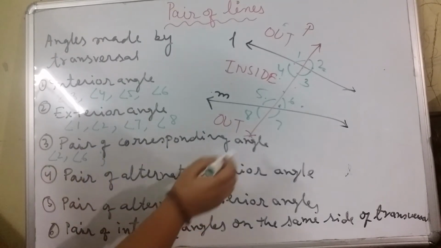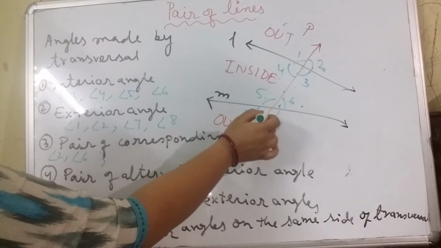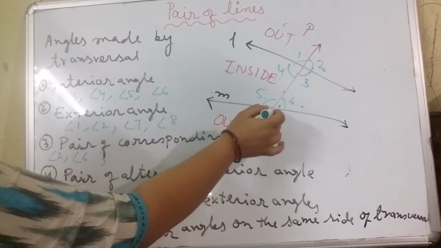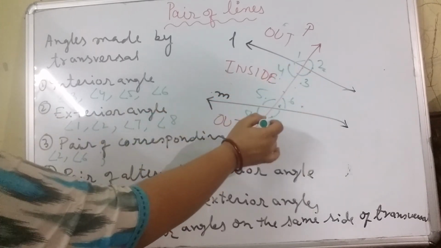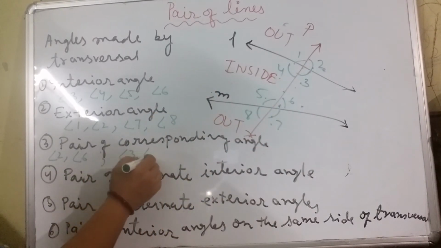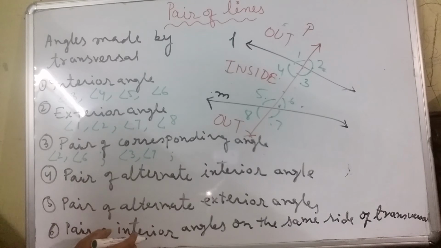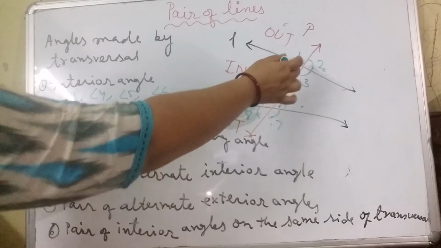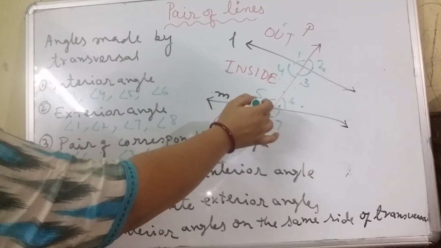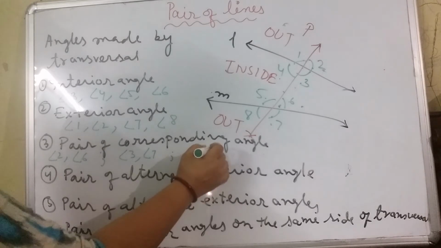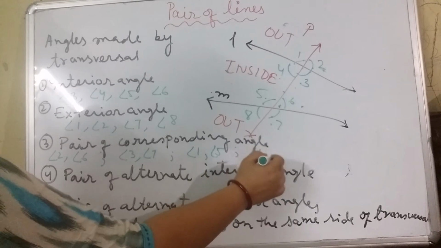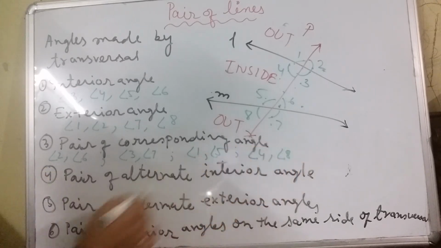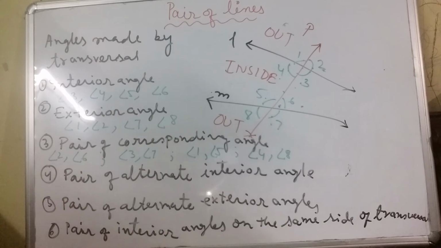Next, if we see this angle, angle 7, it is corresponding to angle 3. So angle 3 and angle 7, they are corresponding. Okay. Next, if you look at the left hand side of this transversal, say this is angle 1 and angle 5, they are corresponding angles. And this angle 4 and angle 8, they are corresponding angles.